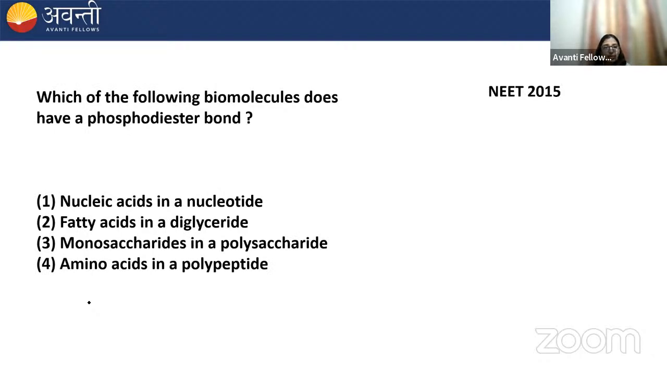Next question says that which of the following biomolecule does have a phosphodiester bond? Option 1 is nucleic acid in a nucleotide. Option 2 is fatty acid in a diglyceride. Option 3 is monosaccharide in a polysaccharide. Option 4 is amino acid in a polypeptide. What do you think will be the correct option?